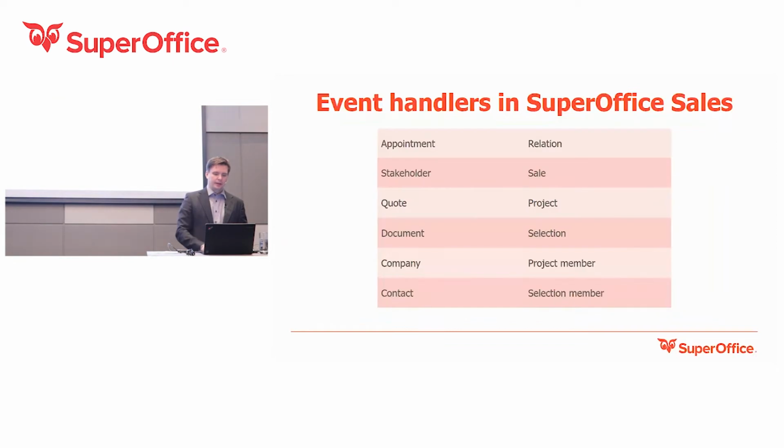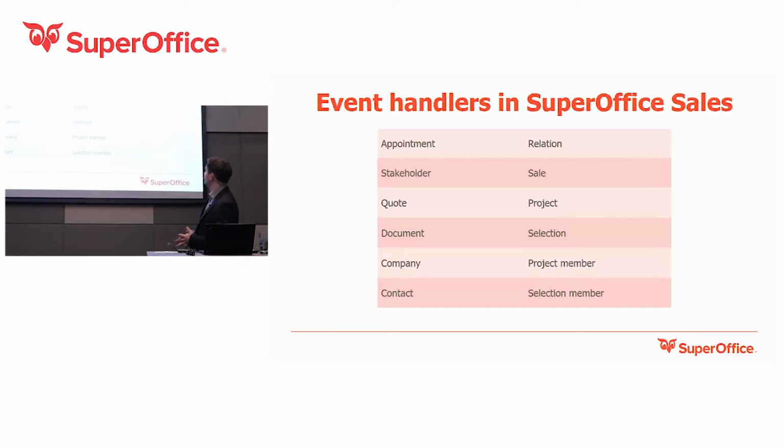So here is a short description of which entities we can latch onto right now. I'm going to show you an example of company, sale and project today. So if there are some important things that you want to do or want me to show you, just ask in the question section.